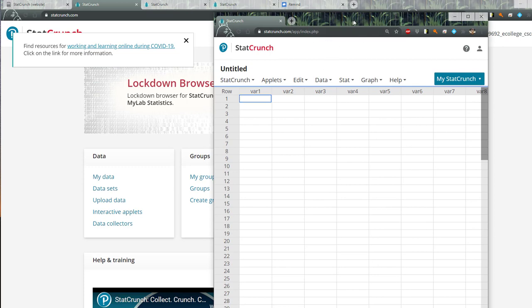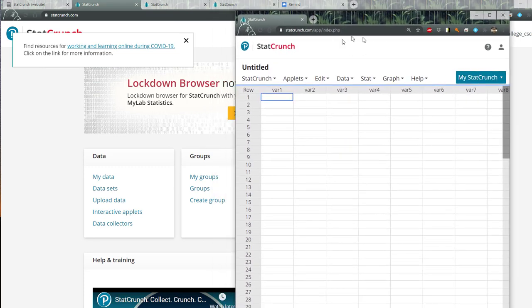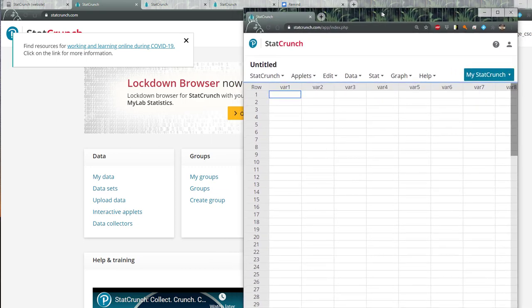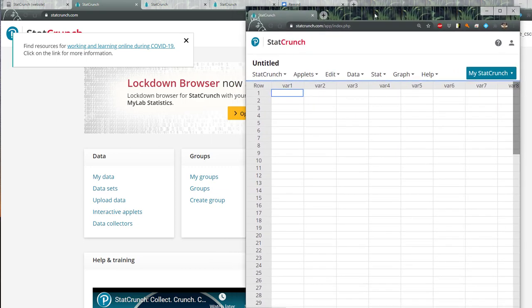You'll see this whenever I start to do a problem, how I have StatCrunch side by side with the problem that I'm going to be showing. So this is just a helpful way to work your homework while you have StatCrunch open.